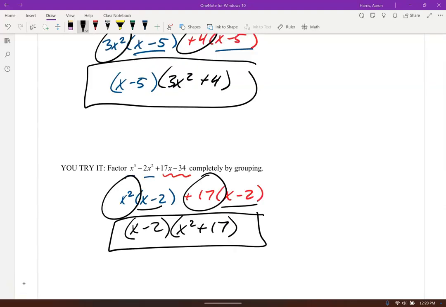So there you go. If you want to check your work there, you should get x minus 2 times x squared plus 17.